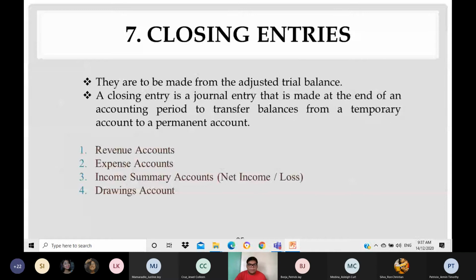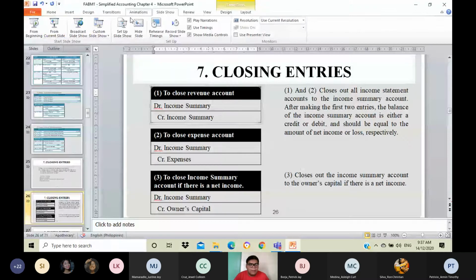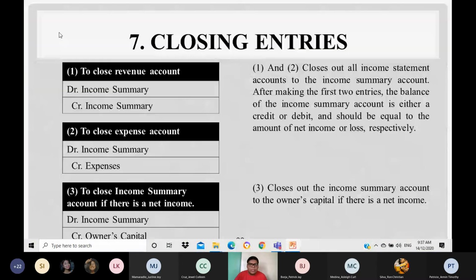Ayan. So, to close the revenue account, to close the revenue account, debit income summary and credit to income summary.